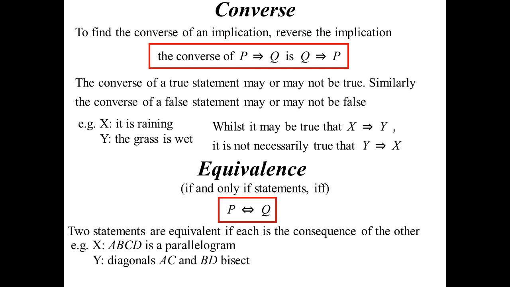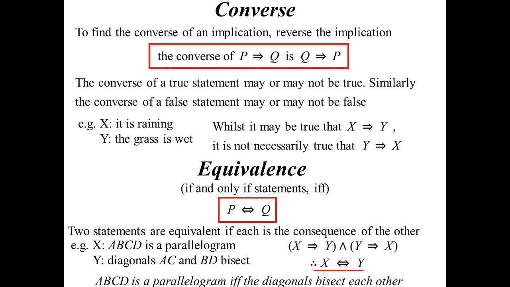Example. X is a statement, ABCD is a parallelogram. Y is a statement, the diagonals AC and BD bisect. Right? So it is true, X implies Y. Yeah, if it's a parallelogram, we can conclude that those diagonals bisect. And Y does imply X. Yeah, if I've got a quadrilateral and I know the diagonals bisect, I can conclude that's a parallelogram. So they are equivalent statements. So we could write it that way. Actually use the word IFF rather than just if, and then we know, oh yeah, this works both ways.